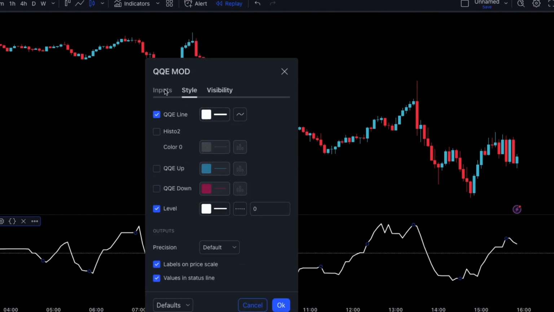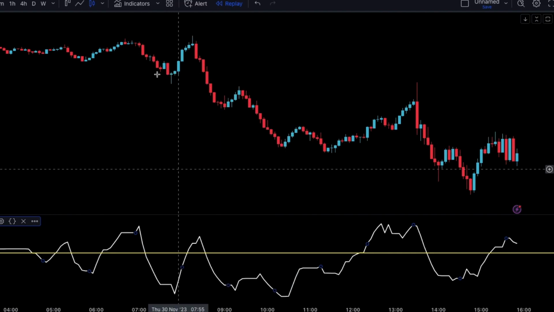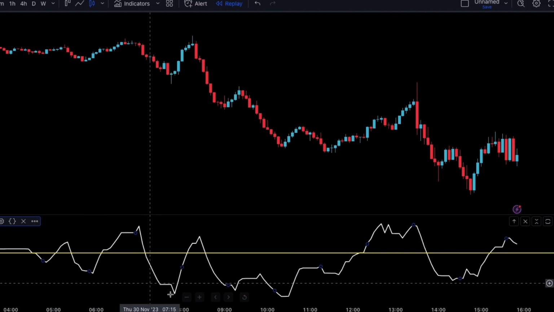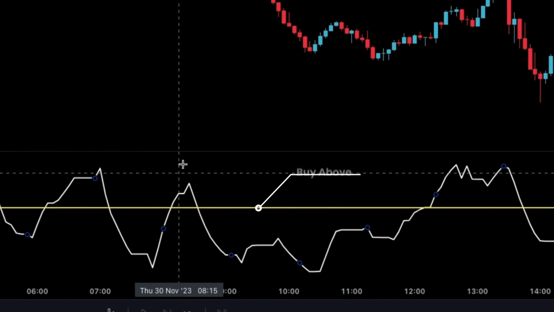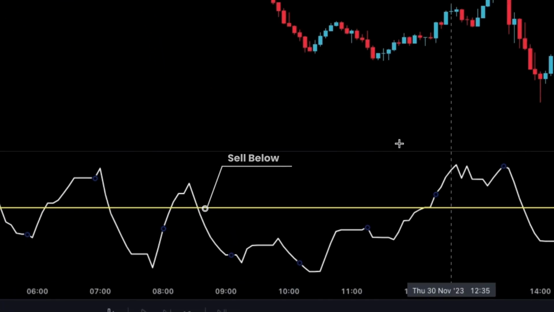Then go to the inputs and change the RSI length from 6 to 9 and the RSI smoothing from 5 to 7. Now the QQE is going to be used for our entry signals. Every time it breaks above the yellow line, that's a new long signal, and when it breaks back below the yellow line, that's a new sell signal.